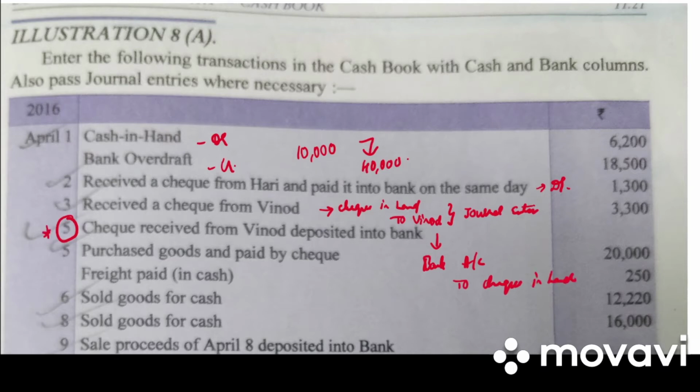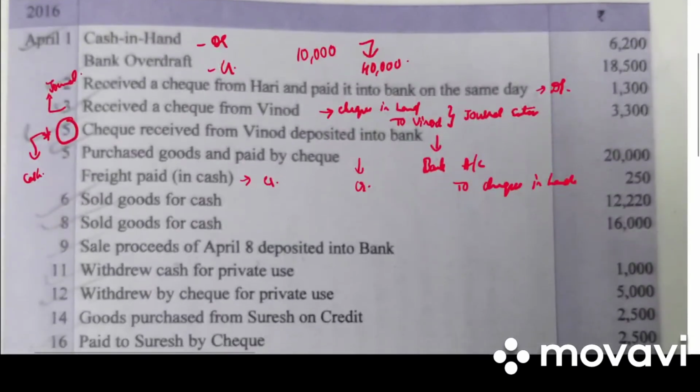Clear? Because here there are two entries, that is on 3rd they have given us a check received from Vinod, but they have not mentioned anything about whether it is deposited into bank or not. But on 5th April they have said that the check was deposited into bank. So on 3rd April this entry will be under journal and on 5th April it will be in our cash book. Next we have purchased goods and paid by check. So it will be on the credit side in bank column. Then we have freight paid in cash. This will be credit side cash column.